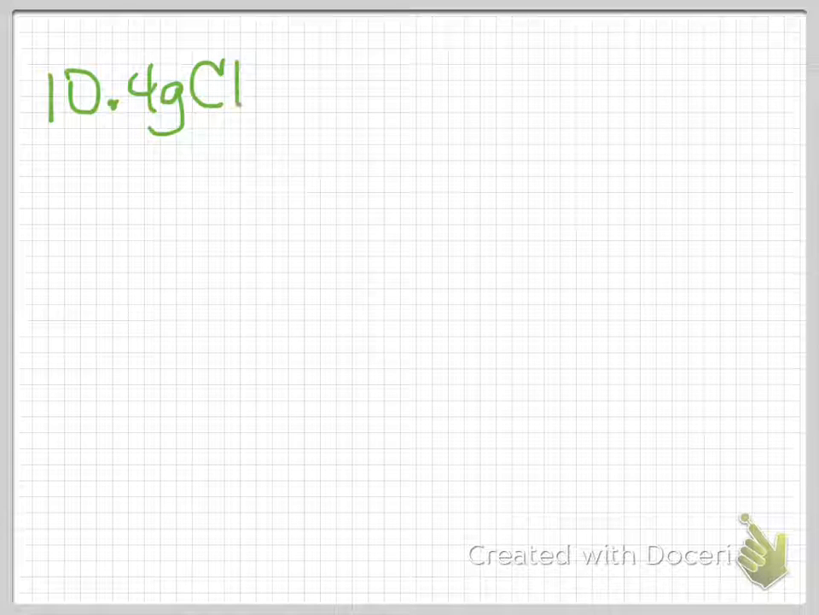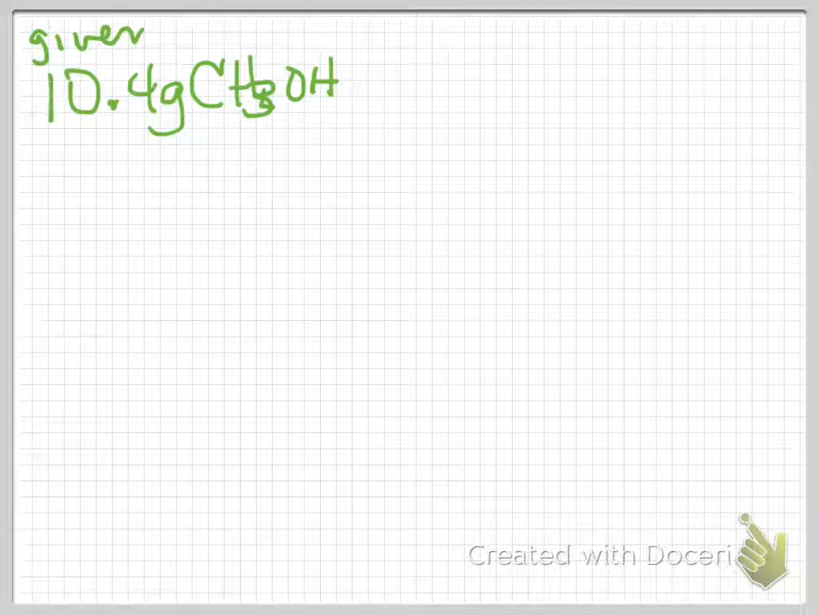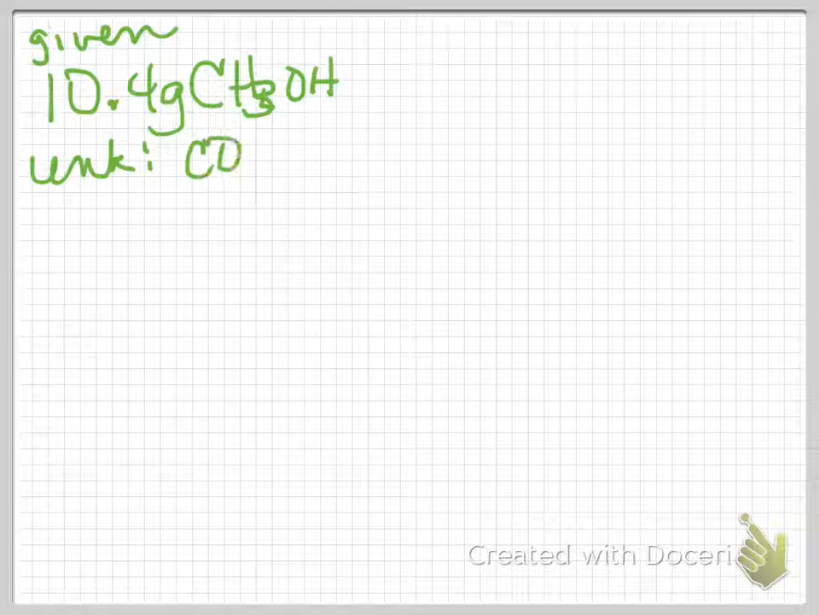And it asks you, let's talk about the theoretical yield. Let's pretend that you have 10.4 grams of methyl alcohol, and it asks you how much carbon dioxide you can make. So this would be our given. And our unknown would be how much CO2 could we make?